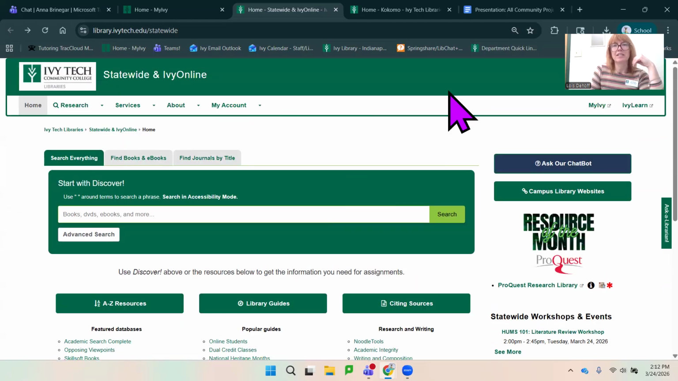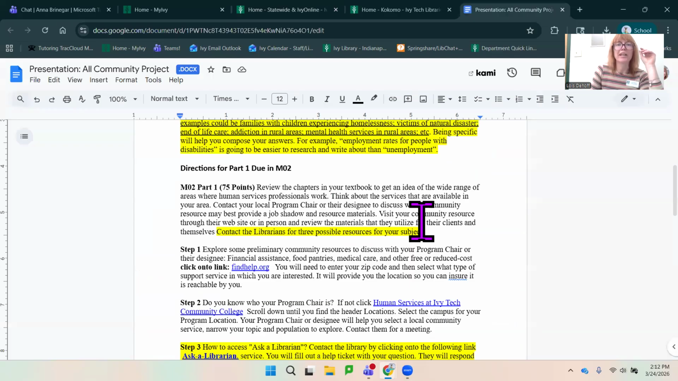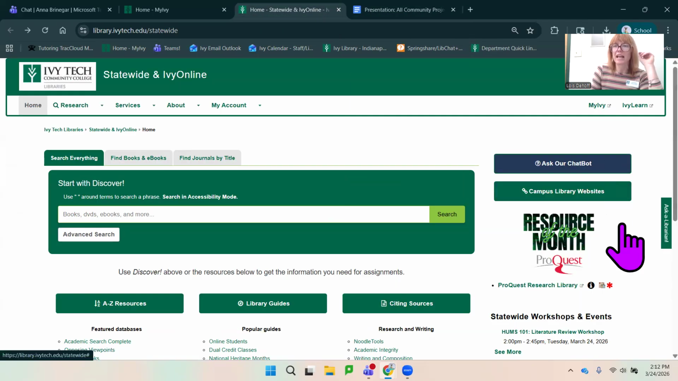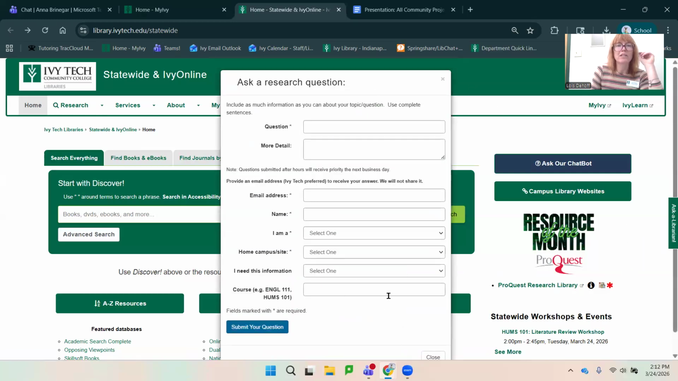Another thing that's helpful on this site is that Ask a Librarian tab. So if you recall, when we were here, they asked you to contact librarians for 3 possible resources. They also ask you to go here. So if you're on this statewide site, you see this Ask a Librarian tab. And if you click right here, they give you an email template. They say, a lot of students will say something like, I need resources over homeless veterans and addiction, something like that. And they would type this in the question.